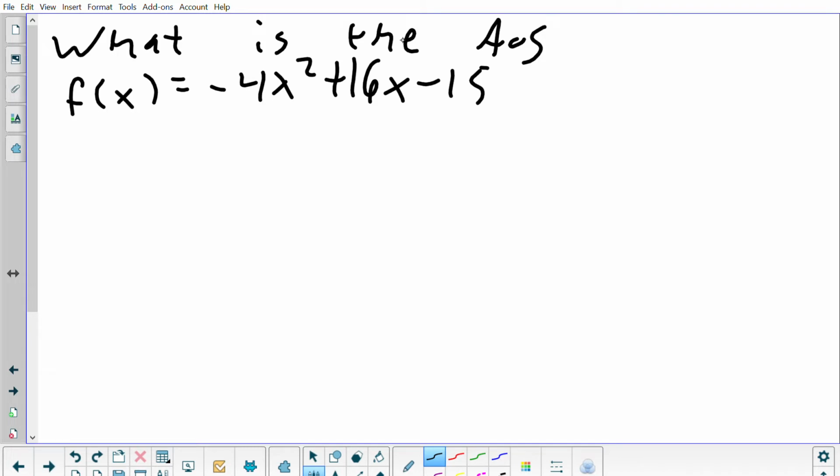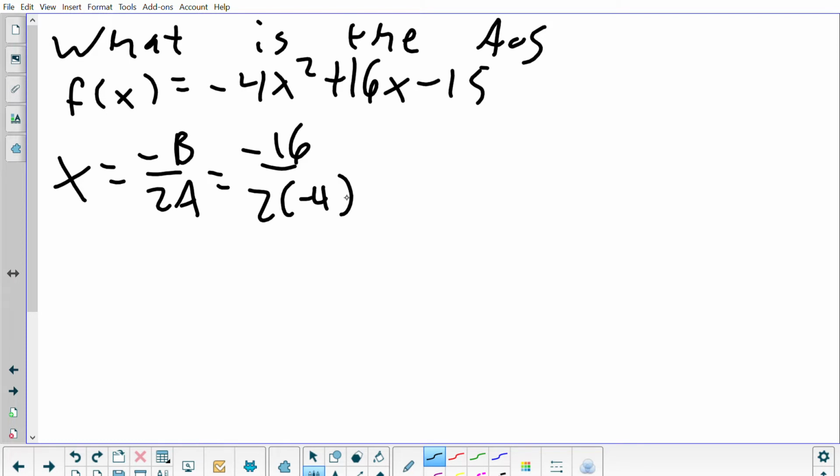Okay, what's the axis of symmetry when they don't give us vertex form? So that's going to be -b over 2a, or -16 over 2 times -4, or plus 2.